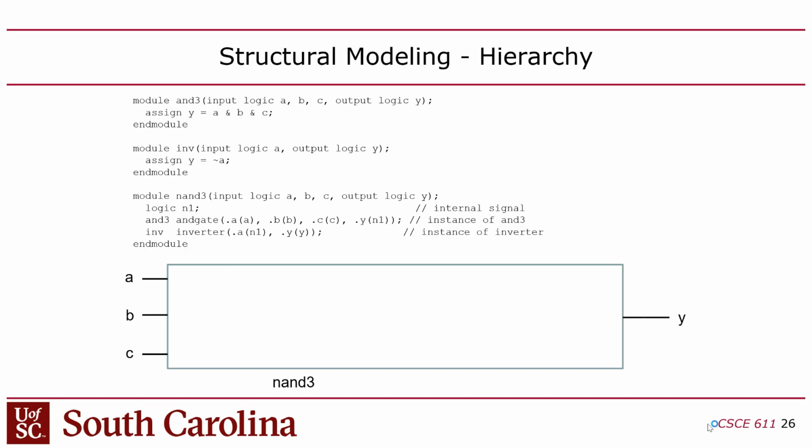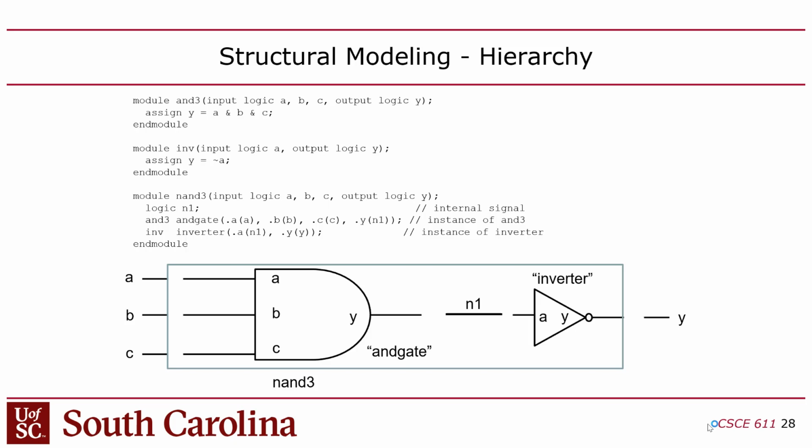That's the port description, the module line, inputs and outputs. And then the first thing I'm going to do is declare this logic N1. Logic is a binary wire. And then I'm going to instance my AND gate, which I call AND gate. I'm going to instance my inverter. That's the name I gave it. And then the stuff in these parentheses is how I connect all this together. And again, all the connections are made through names.